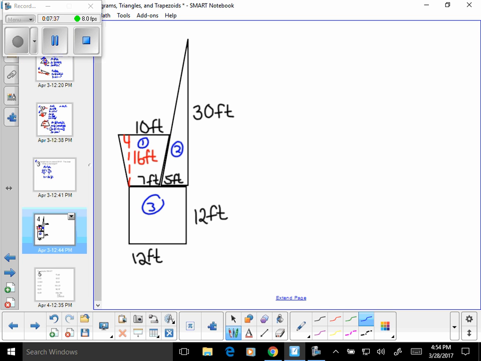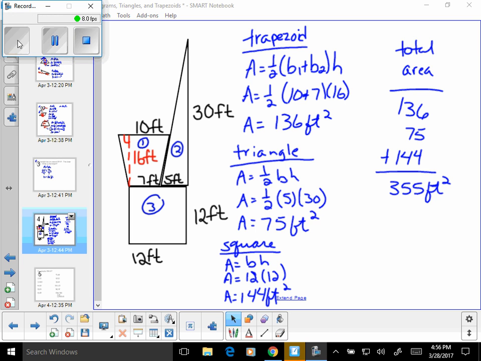So I have to calculate the area of each and every part of this. Section 1, section 2, section 3. The trapezoid, the triangle, the square, then I have to add them together. So I'm going to hit pause and do the work. You're going to hit pause and do the work, and then you'll check it.